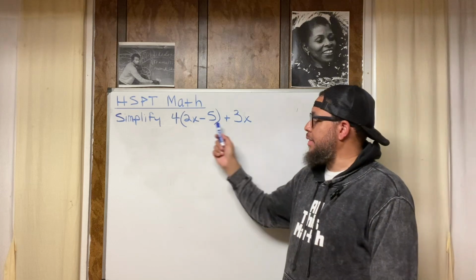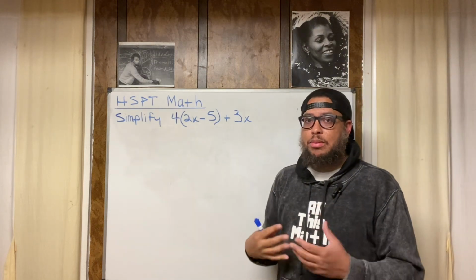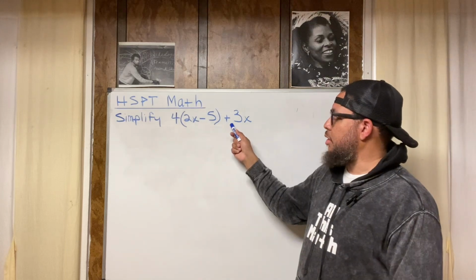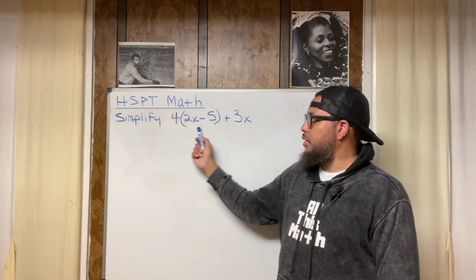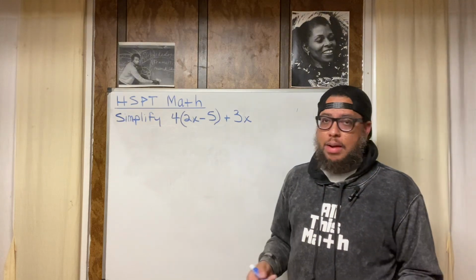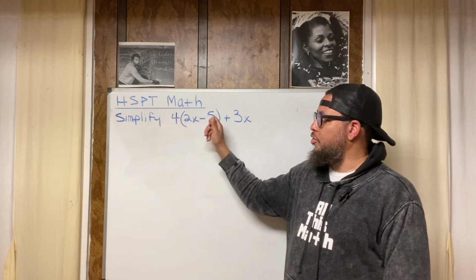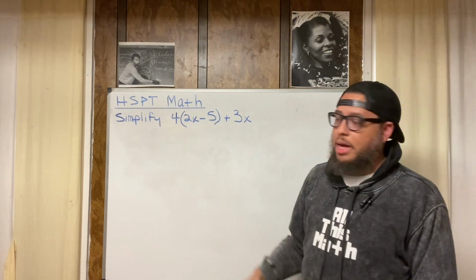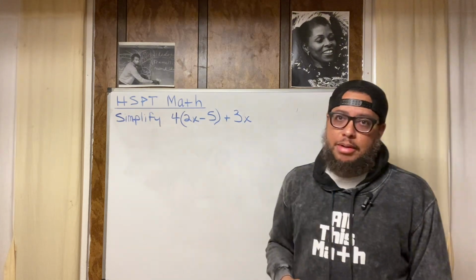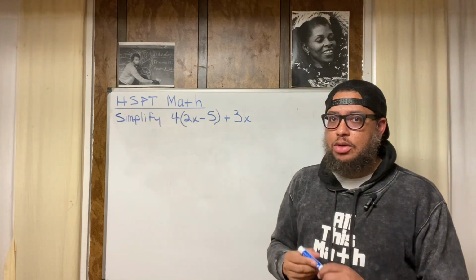Why? Because the 3x is not part of this quantity. It's not part of this expression that's inside the parentheses. This 3x is going to be added to whatever this expression simplifies to. So let's first do that. Let's follow the order of operations and let's multiply. Multiply 4 by 2x and multiply 4 by -5. Also, don't forget to multiply the 4 by the -5. That's another common error. Make sure you multiply the 4 by everything inside the parentheses.